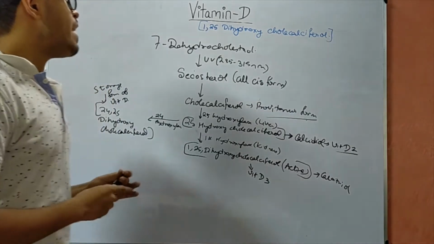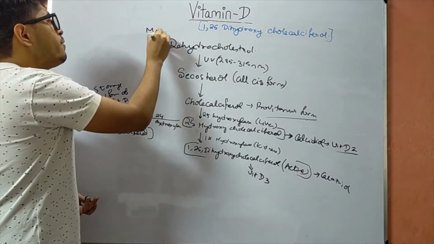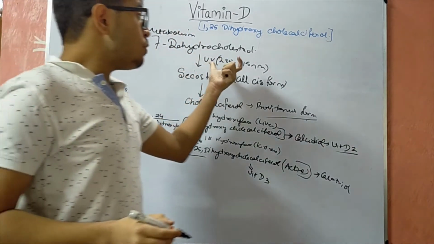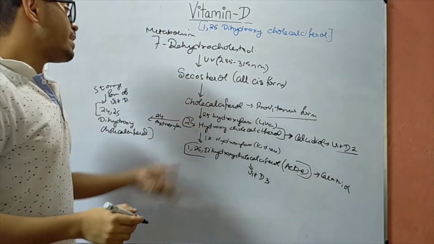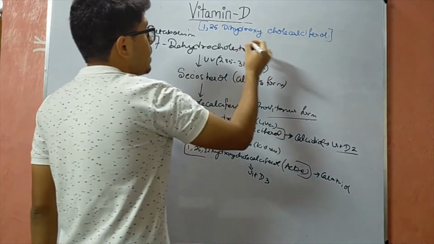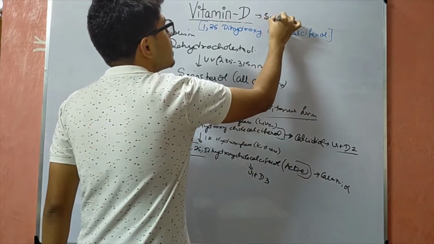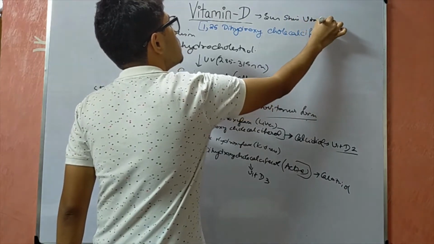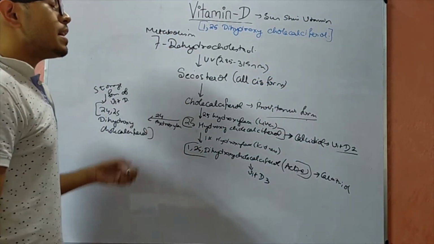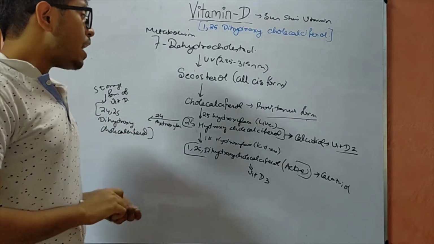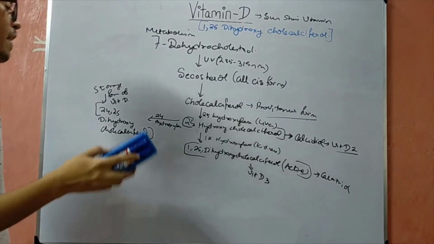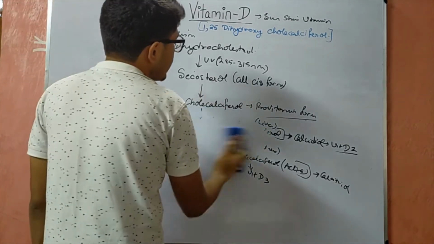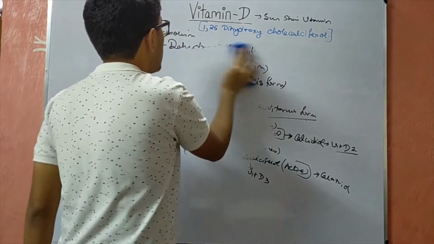So this is what we have for the metabolism of the vitamin, and as it involves UV 285 to 315, vitamin D is also known as the sunshine vitamin. Now moving on to the functions of vitamin D. Vitamin D, as we have already discussed, is basically acting like a hormone.